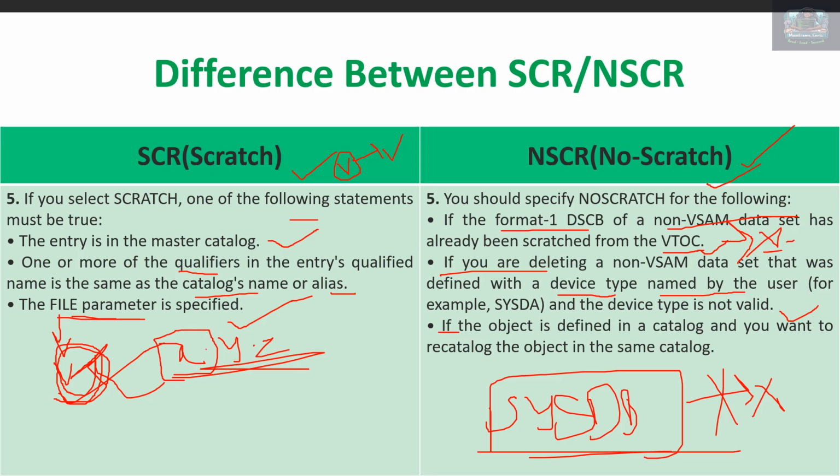The other time is when the object is defined in a catalog and you want to recatalog the object to the same catalog. As I told you before, first you have to do a no scratch, which means you first break the connection between the catalog and the dataset. First break it, then do a recatalog to connect it again. So at that time, first you do a no scratch to remove the connection, and then you run a recatalog to reconnect.